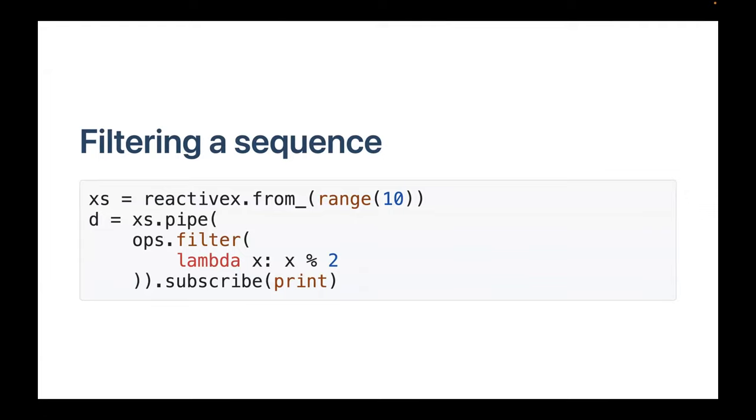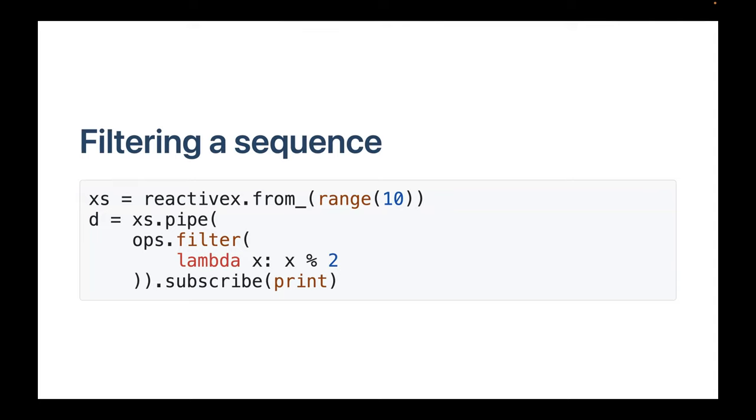So here is a simple example. I have these numbers and I'm turning them into an asynchronous stream. Here is my operator, which is filter. These are all inbuilt operators. They come with Reactive Extensions. We can build our own custom operators as well. So the filter takes a lambda function. It takes every element and checks the condition, whether it is divisible by 2 or not. Only those values which are even will pass through. And finally, we are subscribing to it.